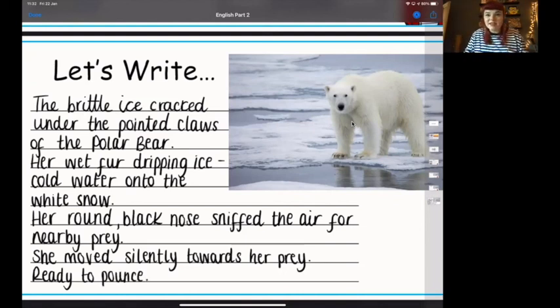Now, what I've done is I've left you the same sheet on the very last page of the slideshow for you to have a go at writing your own poem. And we would absolutely love to see them on the portfolio section of Class Dojo. Have lots of fun. We can't wait to see them.